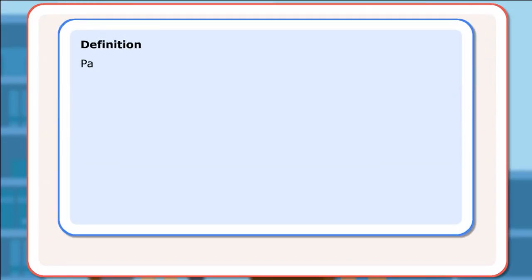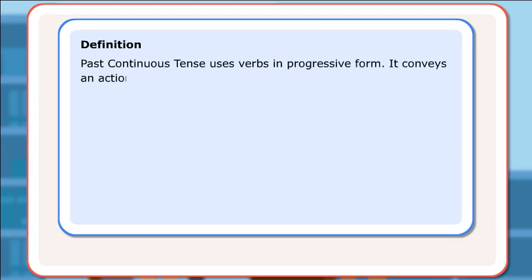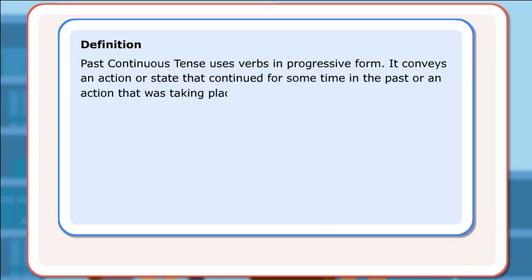Definition. Past continuous tense uses verbs in progressive form. It conveys an action or state that continued for some time in the past, or an action that was taking place and another action happened simultaneously.